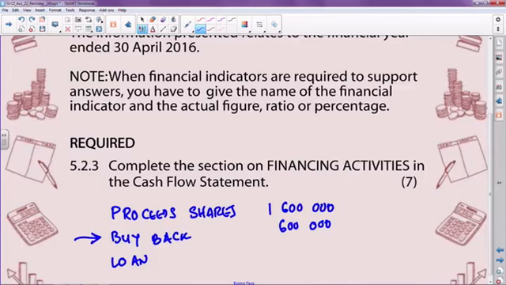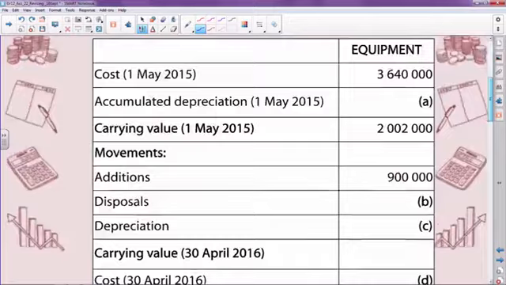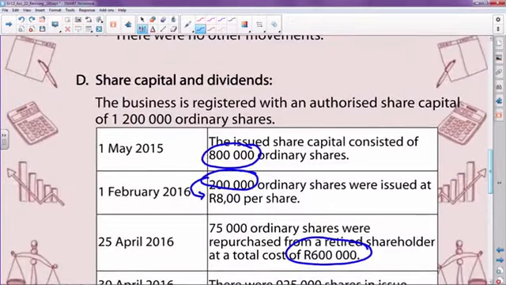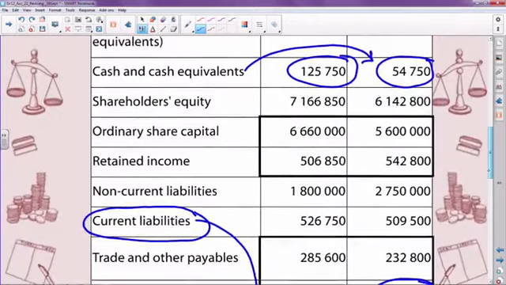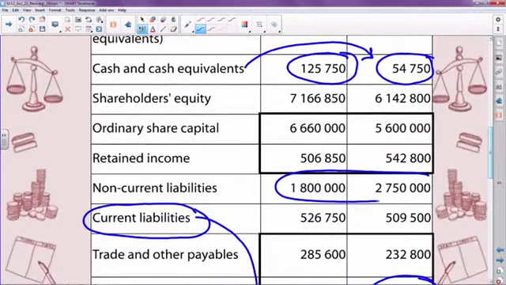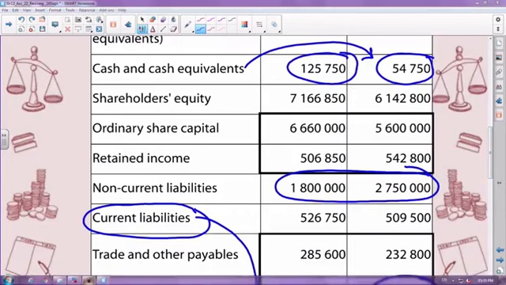In this particular question, it is quite straightforward and there was nothing that you had to calculate, because you were given the price at which you issued the new shares, and you were given the total cost of 600,000 for your buyback of your shares. Okay, guys, and the last thing that we have to calculate is the loan. In order to do that, simple comparison of your loan. It was 2,750,000, is now 1,800,000. So therefore, let's do that.